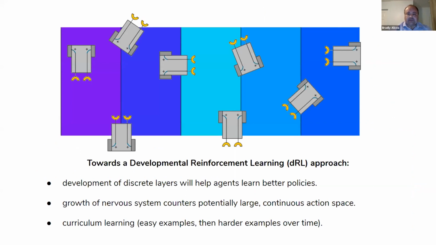We're also working towards reinforcement learning approaches, where we can develop discrete layers that will help the agents learn better policies. The growth of these nervous systems has to be countered by a potentially large and continuous action space. We're thinking more specifically of curriculum learning, where you give easy examples and then harder examples over time, and you end up with an ability to learn more and more over time.